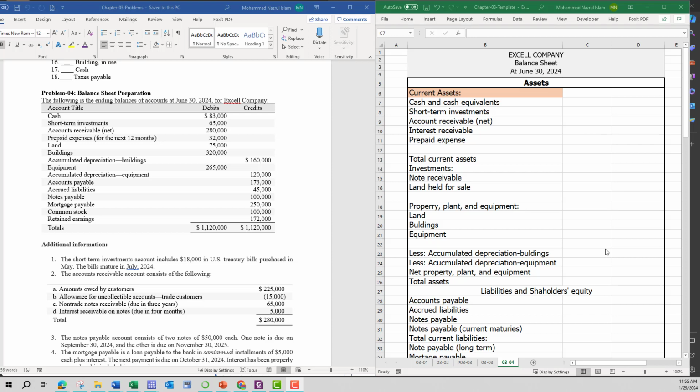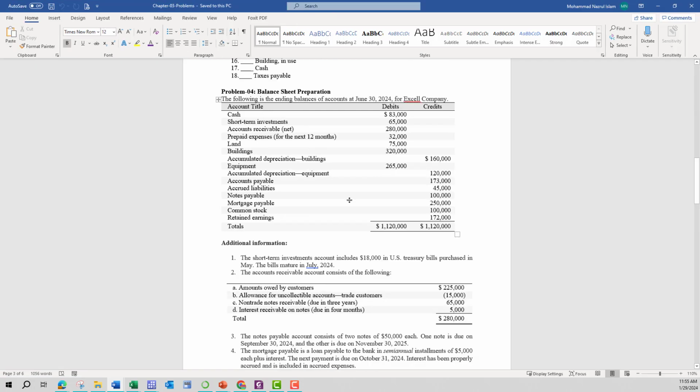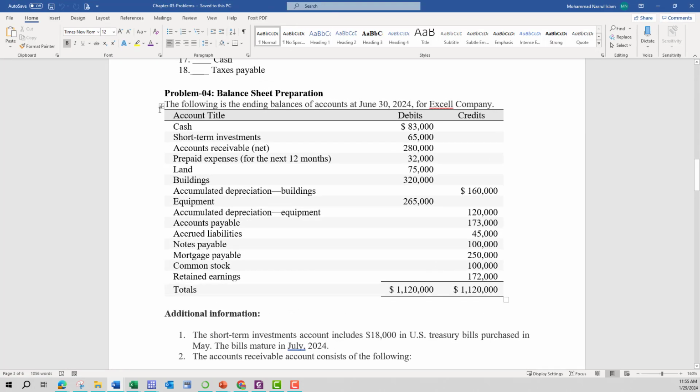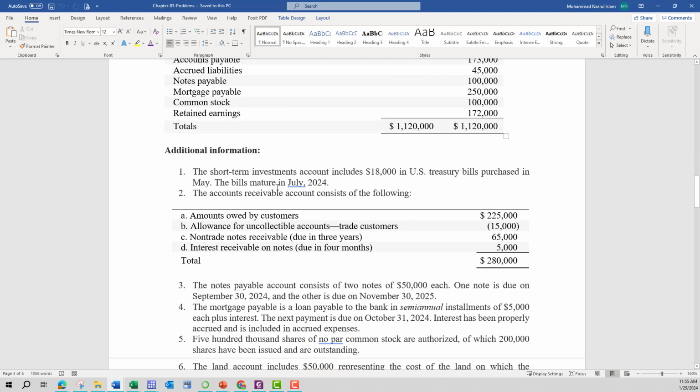Hello, welcome again. In this part, we will solve problem number 4, which is the preparation of a balance sheet. So let's go to the problem first. What we can see in this problem is that we have been given different accounts, meaning it's a trial balance. We can see the cash, short-term investments, accounts receivable, net, and prepaid expenses. Many accounts are there, and there is some additional information.